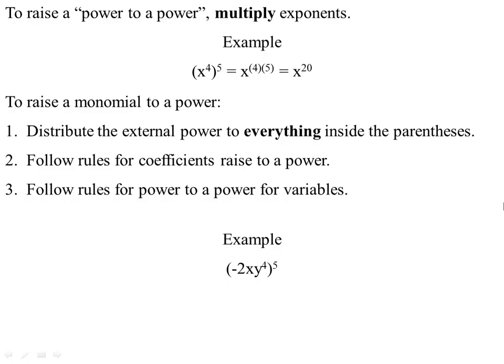Do you see the progression? If you're adding and subtracting, you don't do anything with the exponents. If you're multiplying, you add the exponents. And if you have a power to a power, you multiply. So there is a progression. Every time you step up, there is a progression. So, to raise, and this is the key word here, the only time you can do this is if you have a monomial. If you have a binomial or trinomial, you cannot do this. Only if you have a monomial can you do this.